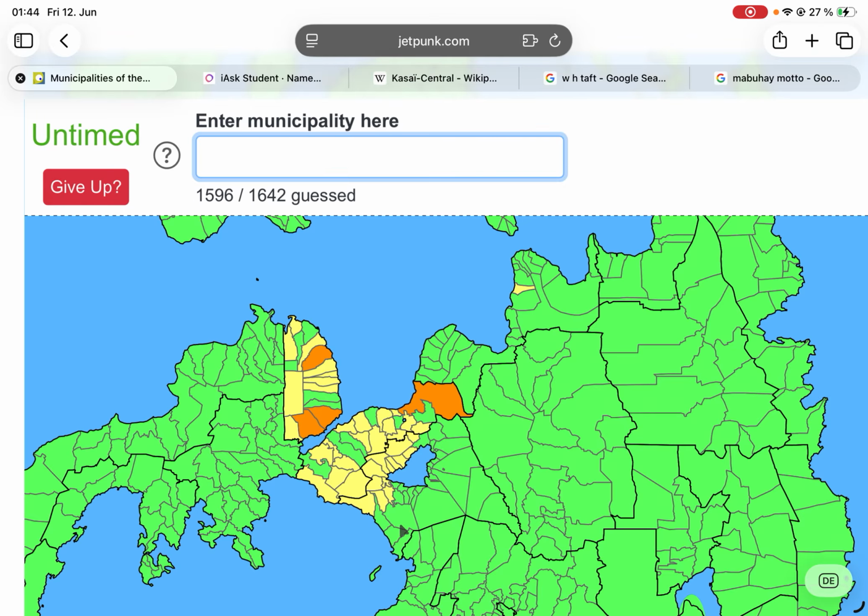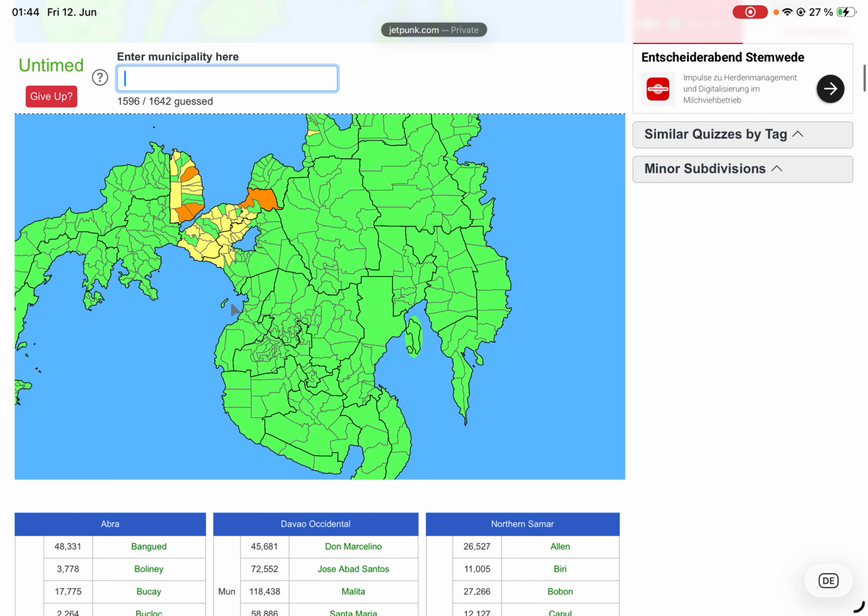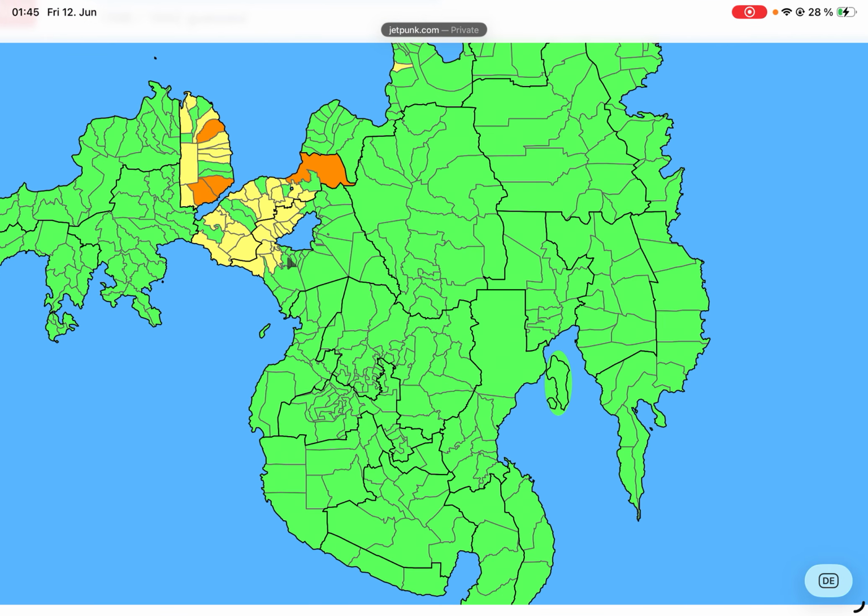Balabagan. Yeah, this is just horrible for anyone who's trying to ever memorize anything when you have right next to each other one municipality called Malabang and then next to it Balabagan. You always mix up the syllables there, so you know what I mean, I don't have to elaborate.